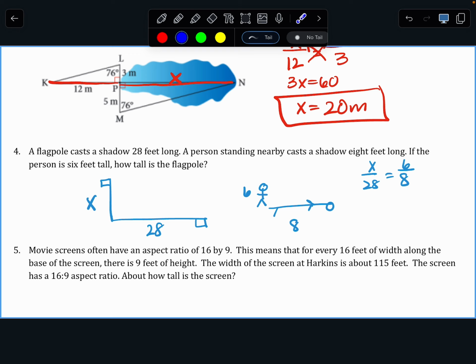So now that I have the proportion set up, I've got 8 times x and 6 times 28. So that's 8x equals 168. And then we divide. X is 21 feet.